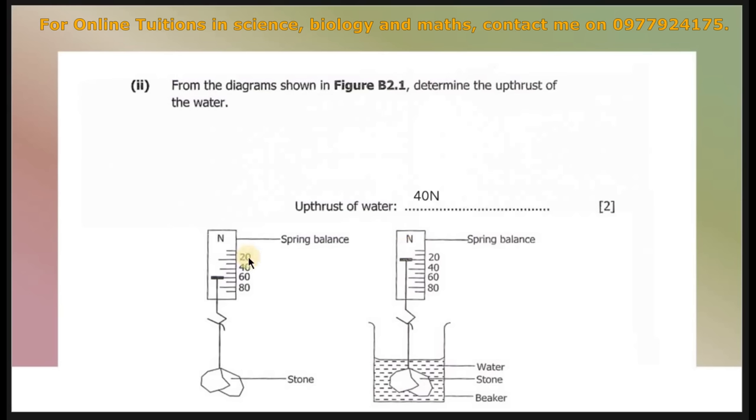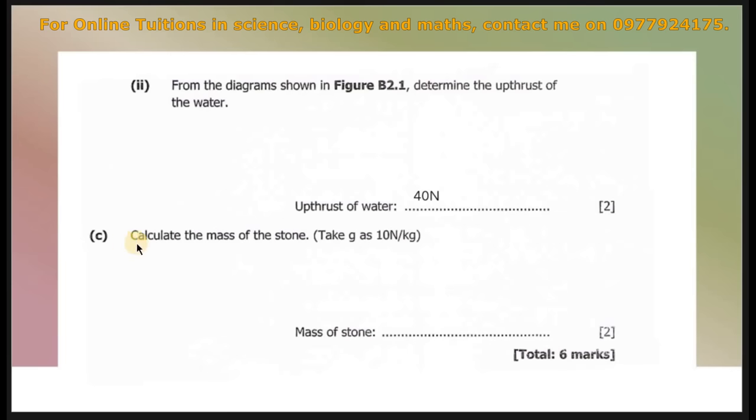Okay, so let's push this one out. Then they're saying, calculate the mass of the stone. Take g as 10 newton per kilogram. Okay, so they want the mass. So mass, first of all, is calculated from weight is equal to mass times g, acceleration due to gravity. So make mass the subject of the formula.